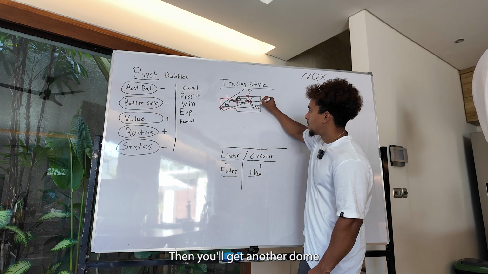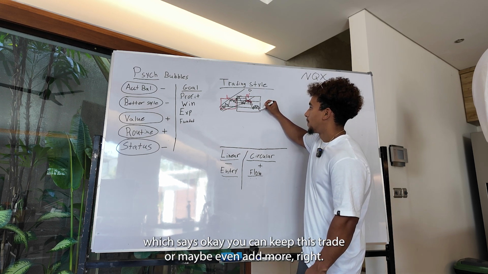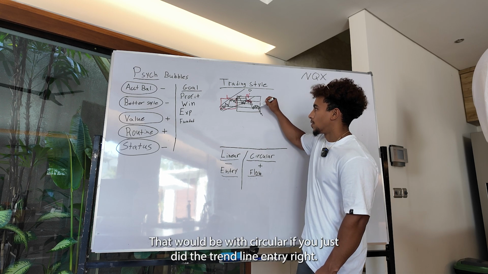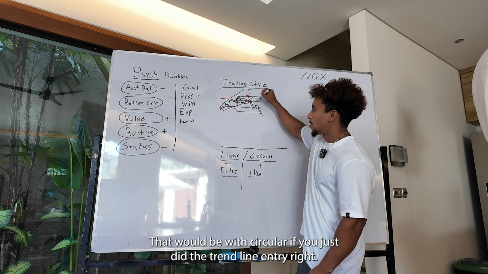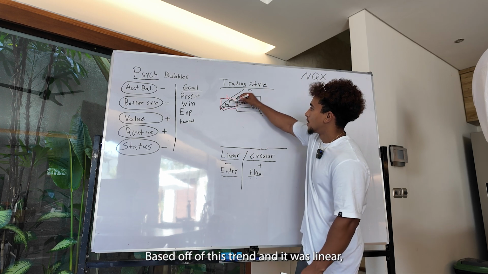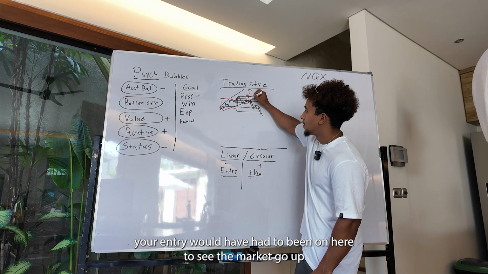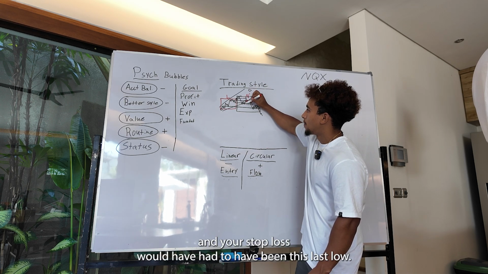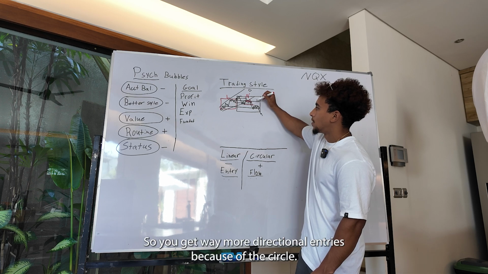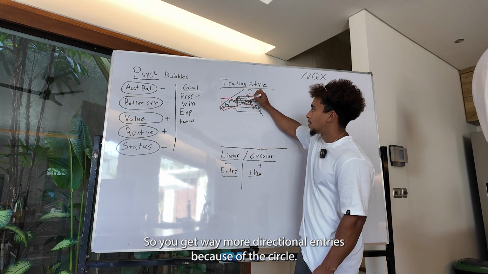And then you'll get another dome, which says, okay, you can keep this trade, or maybe even add more, right? And then you actually get your drop. That would be with circular. If you just did the trend line entry, based off of this trend, and it was linear, your entry would have had to be on here to see the market go up, and your stop loss would have had to be this last low. Right? So you get way more directional entries because of the circle.